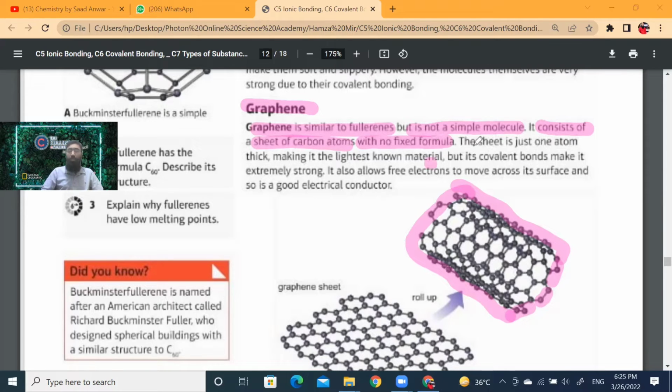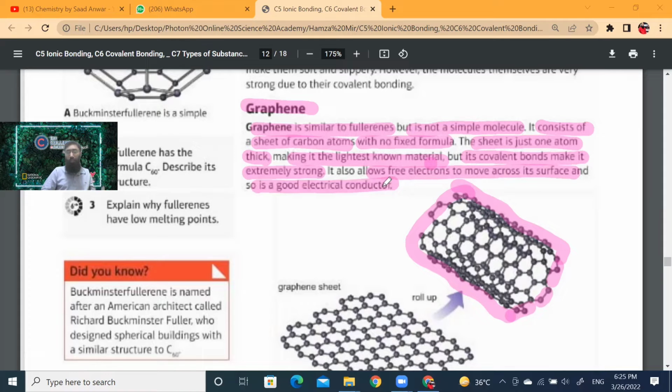The sheet is just one atom thick, making it the lightest material. The lightest material on this planet Earth up till now is graphene, but its covalent bonds make it extremely strong. It allows free electrons to move across its surface, so it is a good electrical conductor.